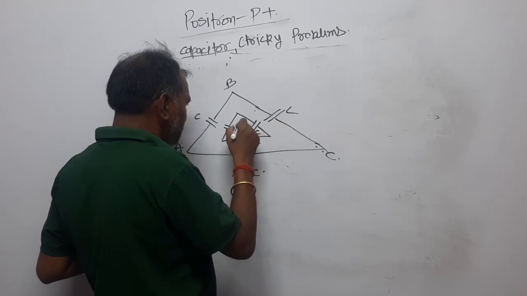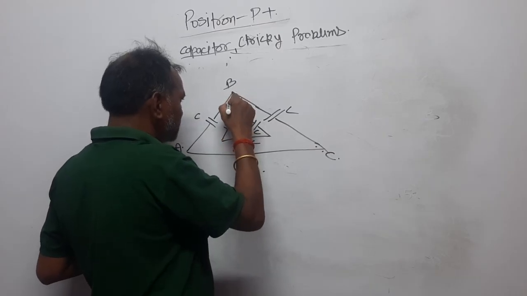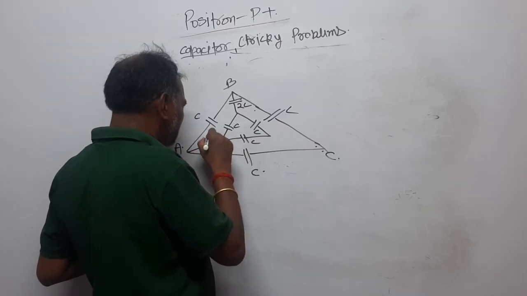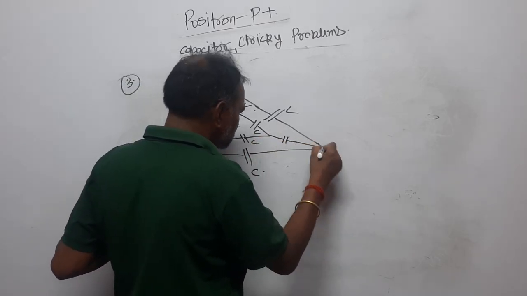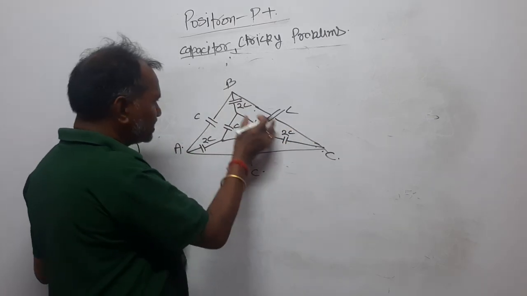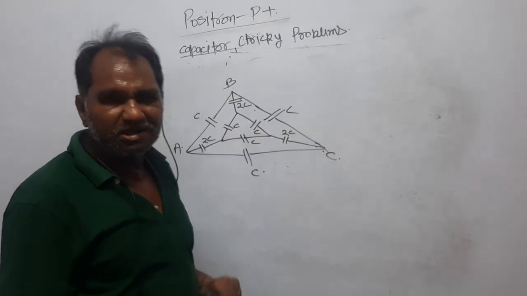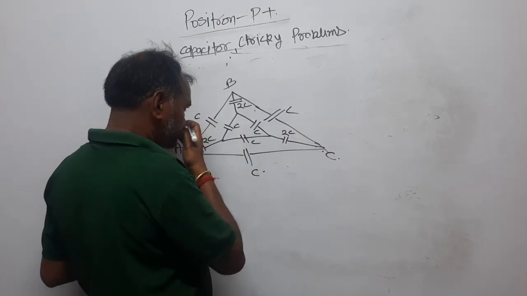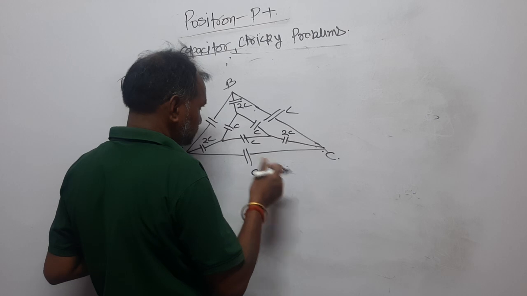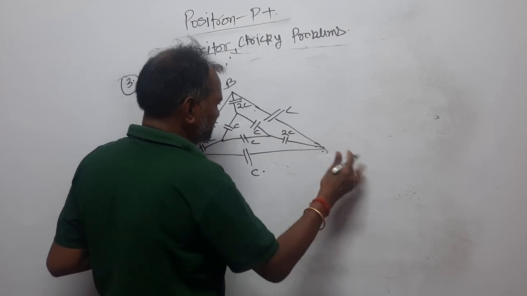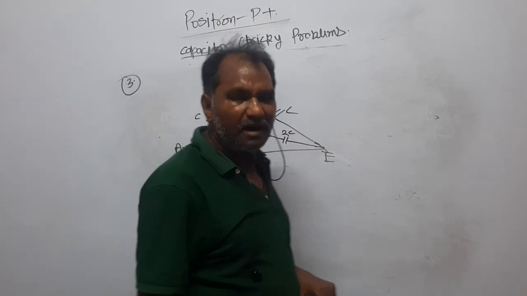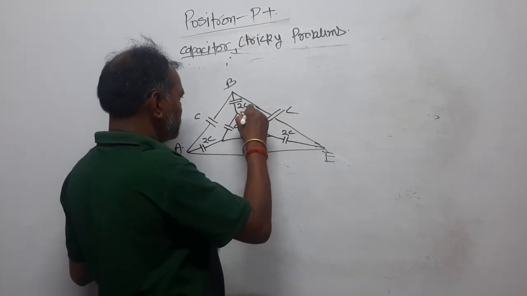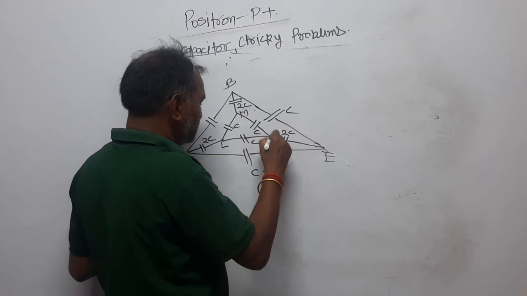All these junctions have capacitors of 2C. This is again 2C, and this is again 2C. All these junction capacitors are 2C. Now, let these points be A, B, C. Write it as E, because C we have denoted for capacitor, and you can write it as M, L, N.